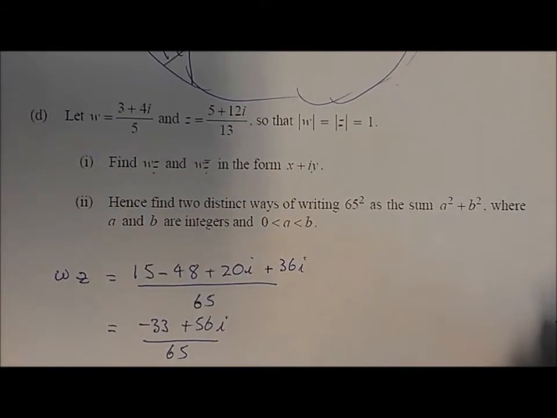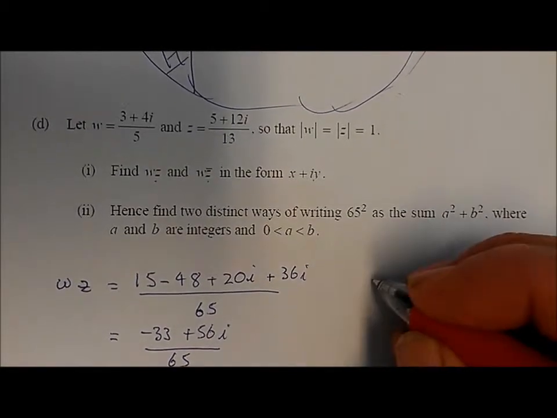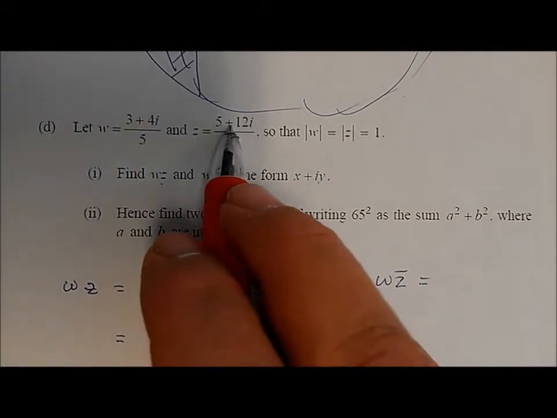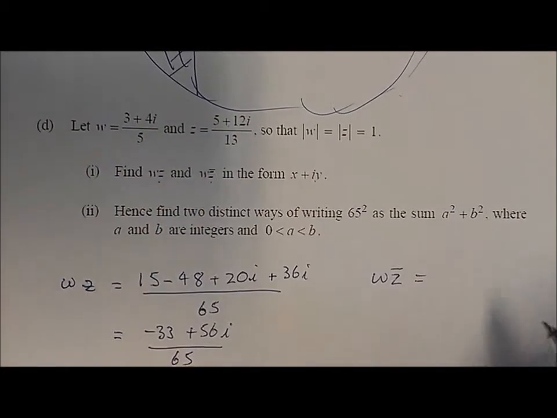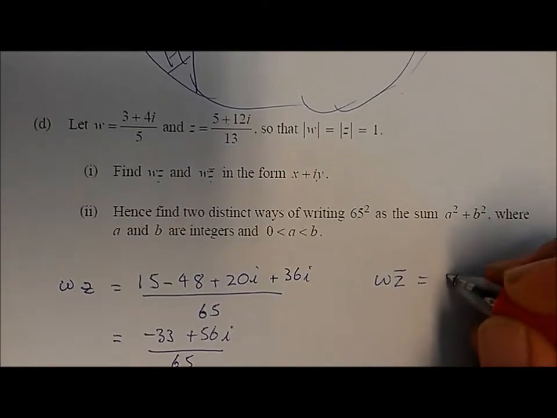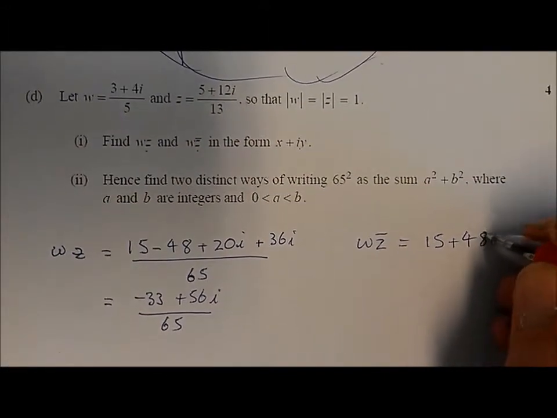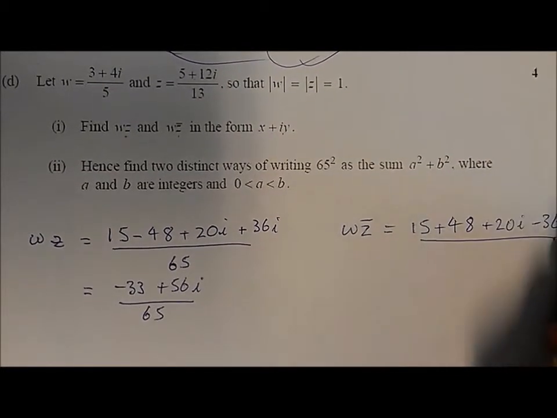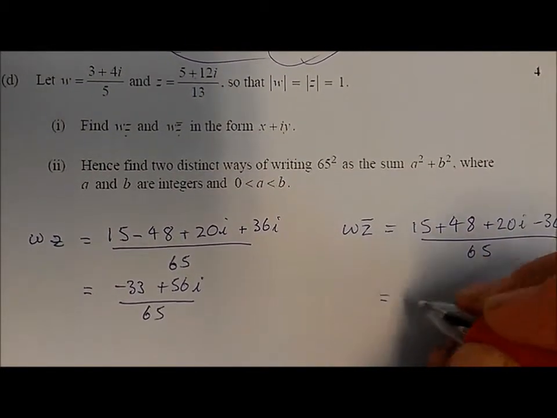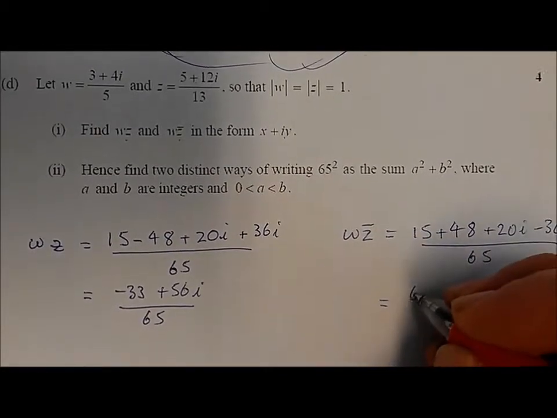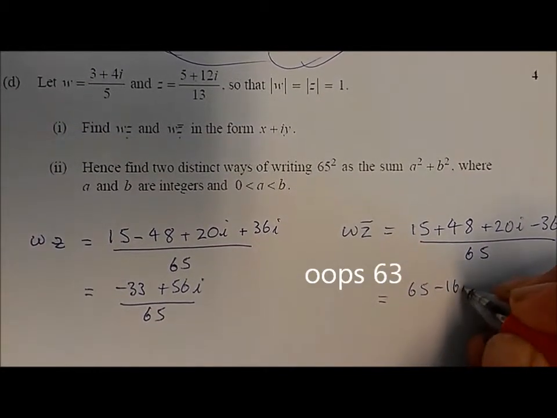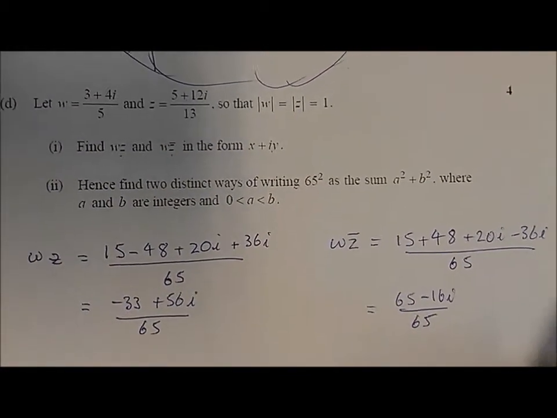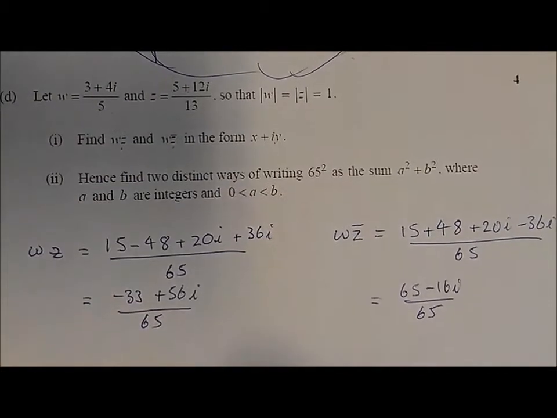all over 65. Okay, WZ bar is going to be very similar, except for Z bar you're going to have a negative here. So you're going to get the same numbers, just change a few signs around. You're going to get 15 plus 48 plus 20i minus 36i, and again all over 65. And when you add that, you get 63 minus 16i all over 65. So that's quite mechanical, just doing the expansion of the product.